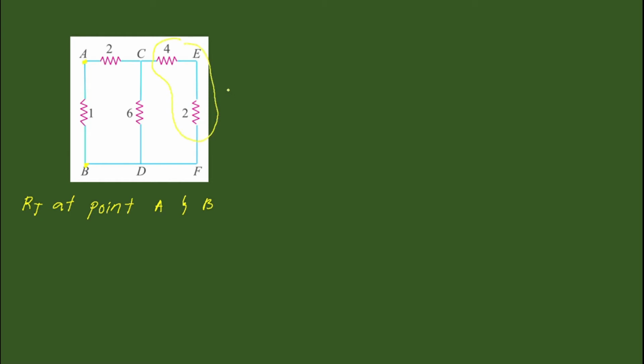So, let's consider it as R prime. R prime is equal to, since they are in series, we just add their values. So, 4 plus 2 is equal to 6 ohms. Now, redrawing the circuit at point A and then B, this is the 1 ohm. And then, this is the 2 ohms at point C. And then, this is the 6 ohms for point D.